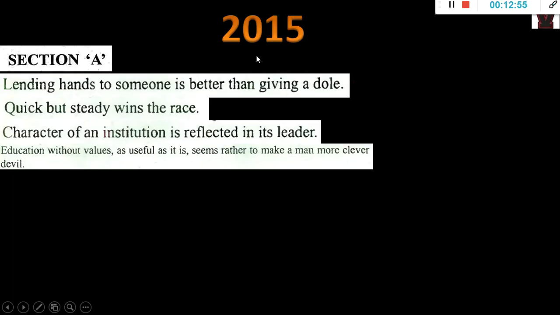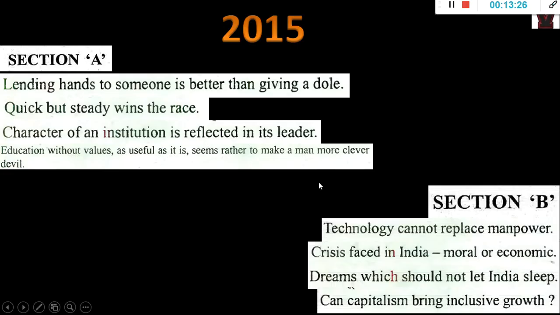Now section A, 2015: lending hands to someone is better than giving a dole. Quick but steady wins the race. Like slow and steady wins the race is the actual one. So they have put a different one of that. Quick but steady wins the race. Character of an institution is reflected in its leader. Okay, leadership thing. Education without values, as useful as it is, seems rather to make a man a more clever devil. Okay, so again it's education, but it's not only the positive side of it, the negative side of it is also being hinted at in this question.